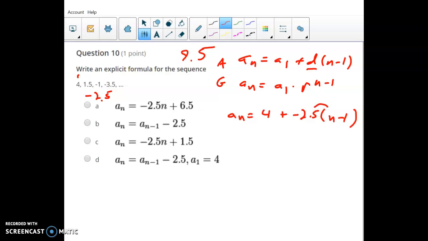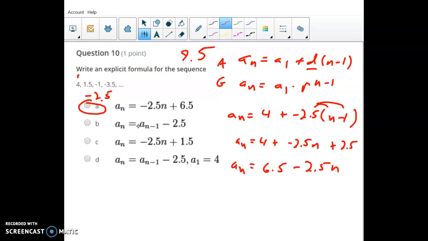So if you distribute this, we would have 4 plus negative 2.5 n plus 2.5. Negative times negative becomes a plus. So then we would have 6.5 minus 2.5 n, or plus negative 2.5 n, again, however you want to write it. And I think that one would match letter A, at least letter A for me.